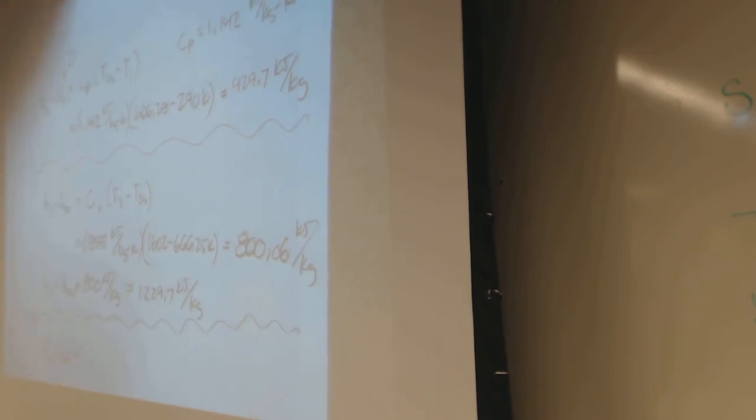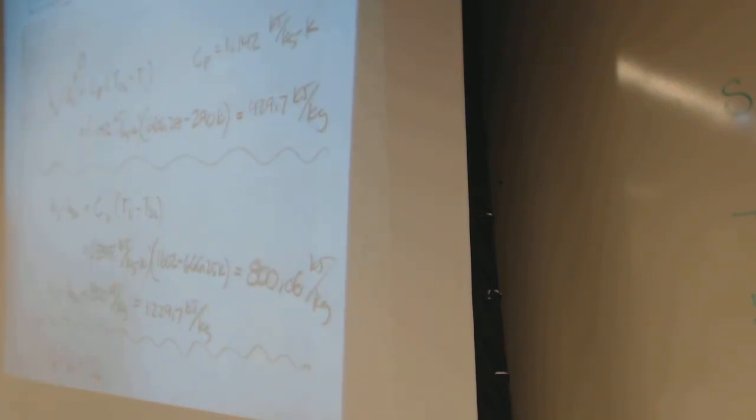So it should be 1229.7. Because that's all that happened here, Qn was 800. Didn't even need to do that calculation as it turns out. H3 minus H4S. Now it's from here to here, it's an isentropic expansion. We go back to using the C sub P.